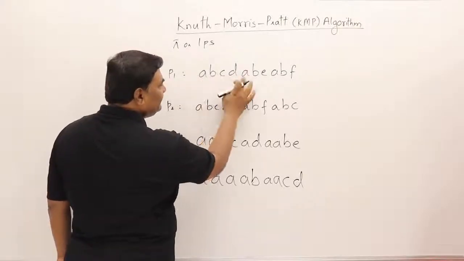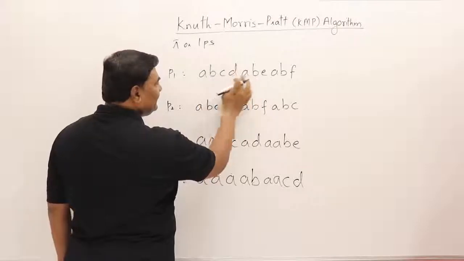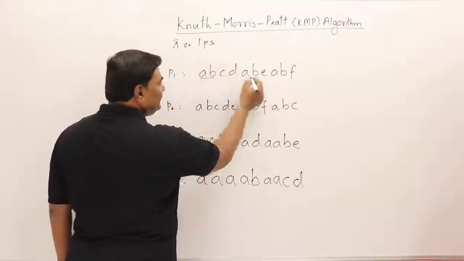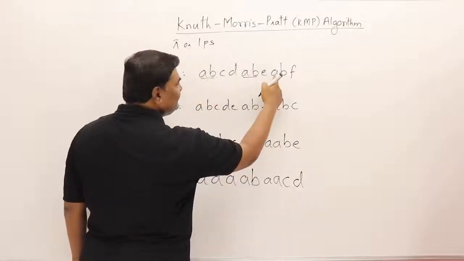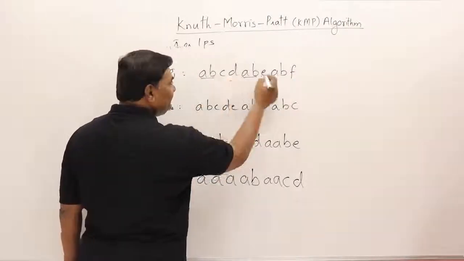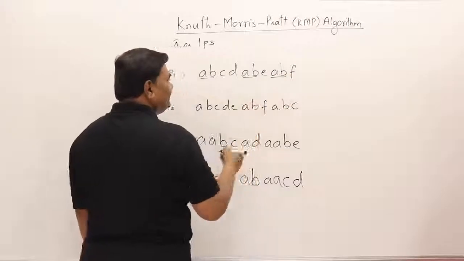A, is it appearing anywhere else? Yes. Oh, B is also appearing. A, B. So this A, B is appearing here also. Then again A, B, again A is appearing here, you see. A as well as B is also appearing. Okay, both are appearing again.